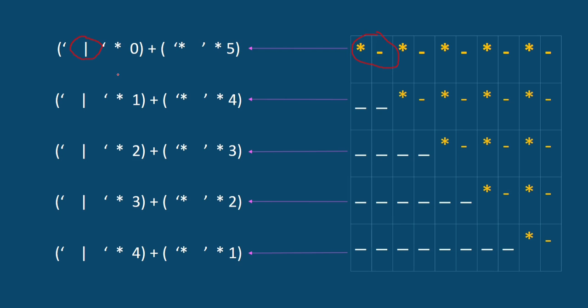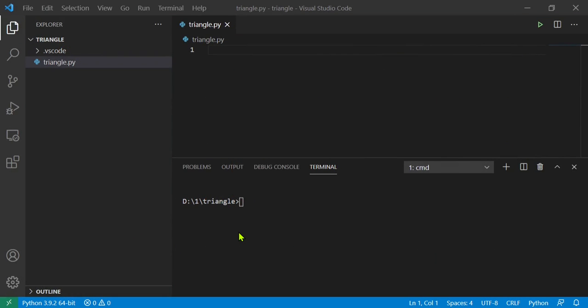We can see here the number of space characters are increasing from 0 to 4 line by line, and we can see number of star space characters are decreasing from 5 to 1 line by line. Let's move to Visual Studio Code and execute this pattern. This is our triangle.py file.